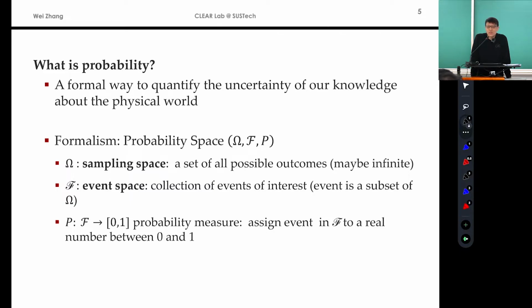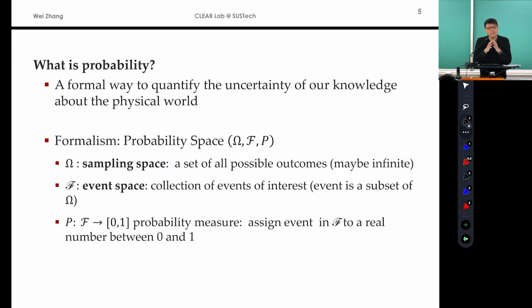Okay, she is a so-called frequentist. So the number of times the event occurs divided by the total number of occurrences of certain things. Okay, something like that. That's one way to specify probability. I think probability is what I wrote down here. You can have a very informal way, but a formal way to quantify uncertainty of our knowledge about the physical world.